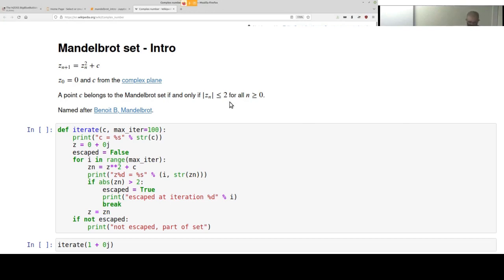So the formula is really, really simple. We're starting out here with our Z as 0. This is the nice way of writing complex numbers in here. We have a maximum number of iterations that we go through. Here we're computing our next Zn. I know it should have been Zn+1, but it's okay.